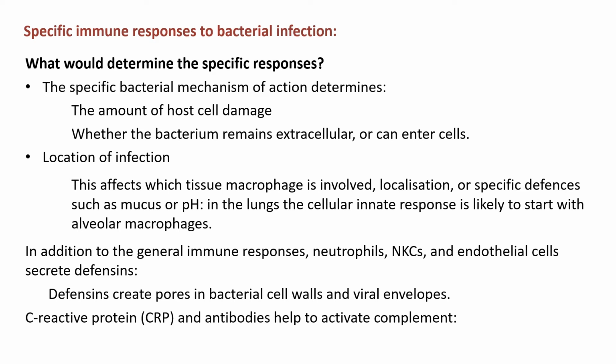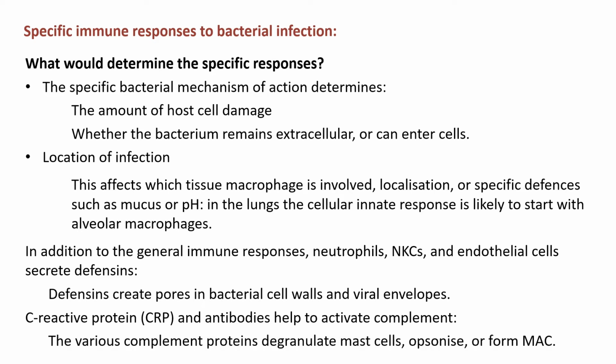We also can activate complement. So if you remember from your handout, CRP can activate complement. We know antibodies can activate complement. And the various complement proteins then degranulate mast cells, they opsonize, or they form membrane attack complex.